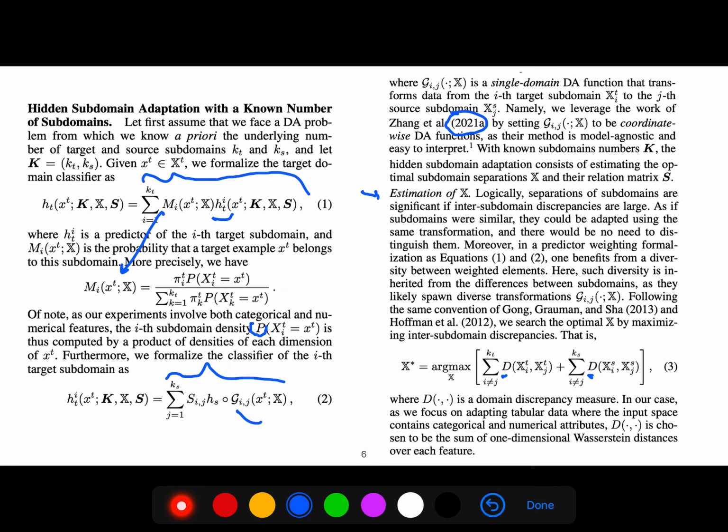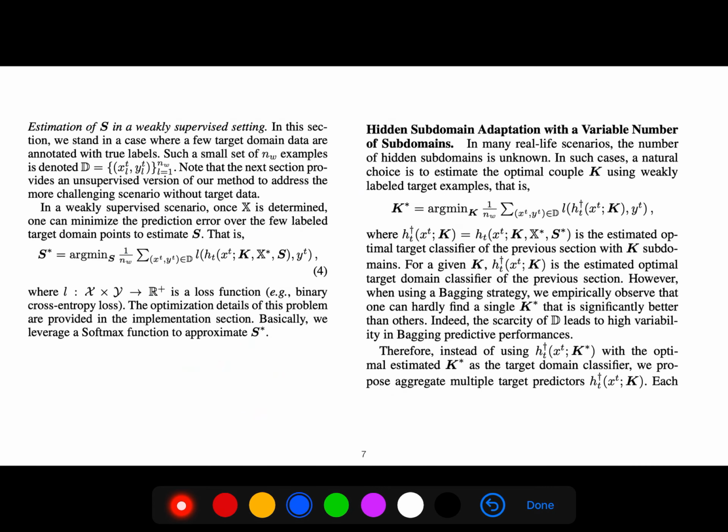Now, estimation of S in a weakly supervised setting. In this section, we stand in a case where a few target domain data are annotated. So once X is determined, one can minimize the prediction loss over a few labeled target domain points. So we get this S star. L is the loss function. And we just leverage a softmax function. So in this approximation that we get S star, we have softmax for loss.